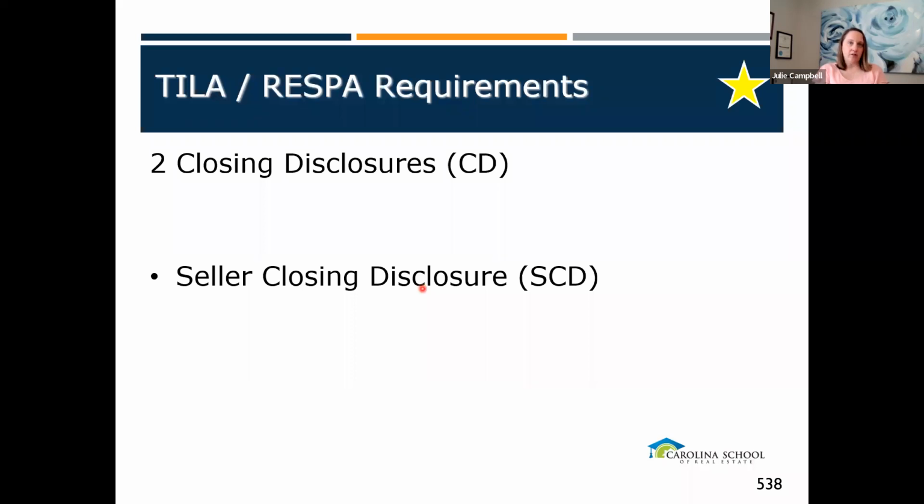The consumer that TRID is protecting in this transaction is the buyer, because they are the ones that are originating a new loan. The seller is not the consumer in this transaction. Yes, they do get a closing disclosure, but it does not come from the buyer's lender. The buyer's lender and the seller don't have any communication. The seller will get a closing disclosure from the closing attorney.